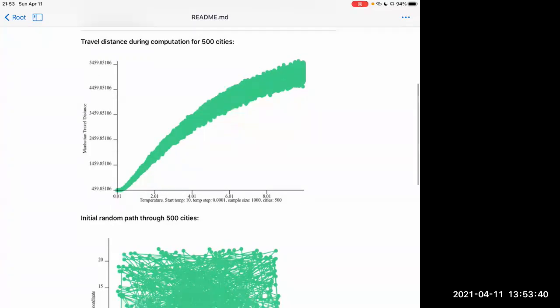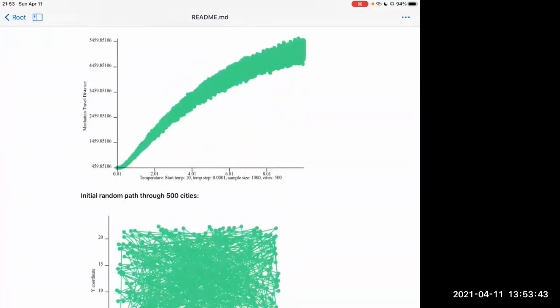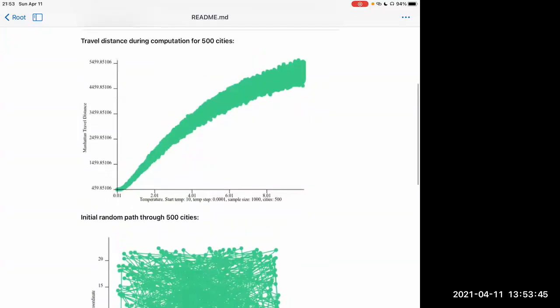When I was implementing this, I had to try a few times for it to start working properly. At every temperature, I simulated 1,000 candidates using the Metropolis algorithm, right? And once I was done with 1,000 candidates, I would lower the temperature by 1/10,000th of a degree, starting at temperature 10. And for 500 cities that worked. So this definitely might not be applicable at all to some other problem. This is, I don't know, just luck.